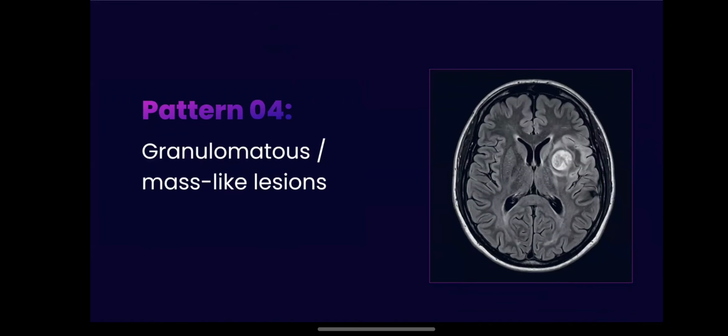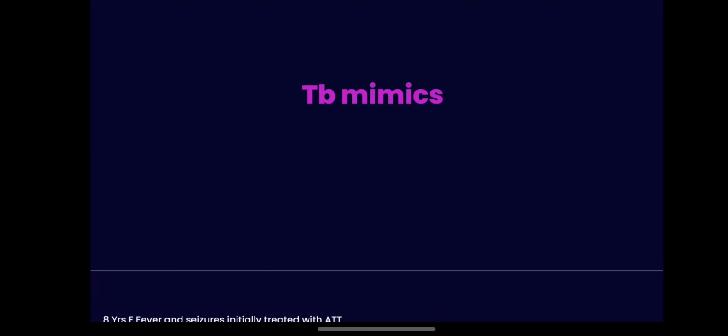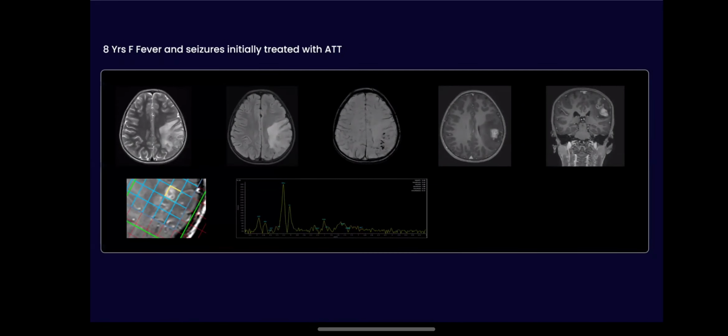All right. Now, the fourth pattern is that of granulomatous and also mass-like lesions. Now, I wouldn't want to go into tuberculosis because I think we've all seen a lot of TB in our clinical practice. But I will say that having seen a lot of tuberculosis, we are also very wary of the fact that in terms of treatment, if it's not responding to anti-tubercular therapy, we should think of other organisms. So let's have a look at this case.